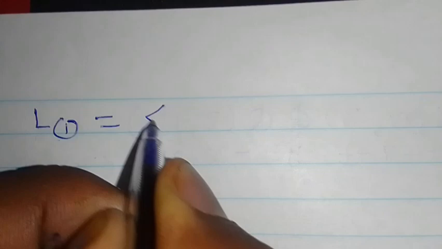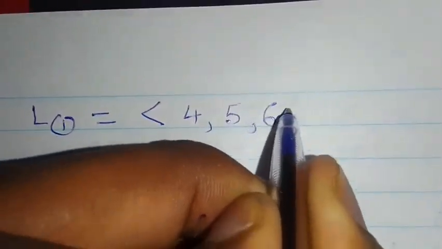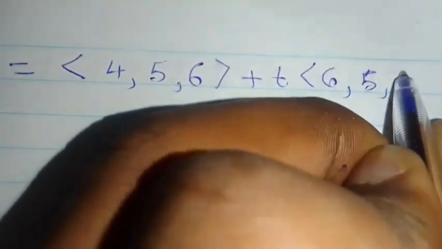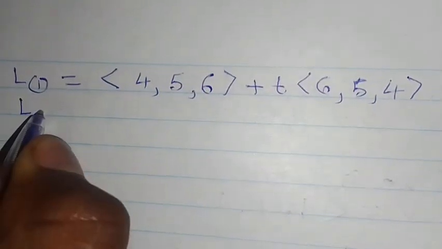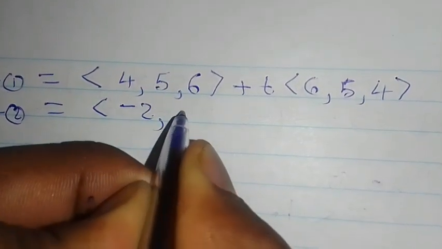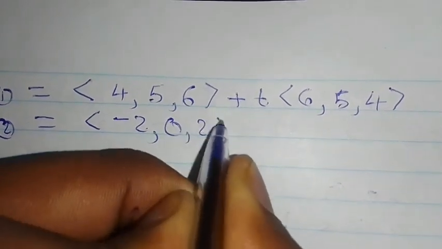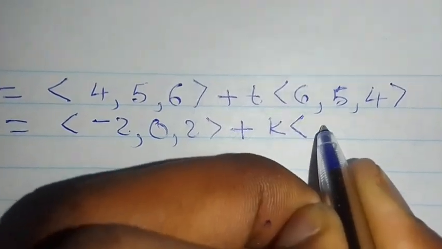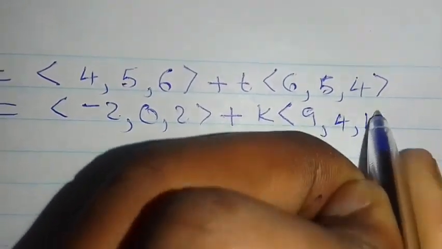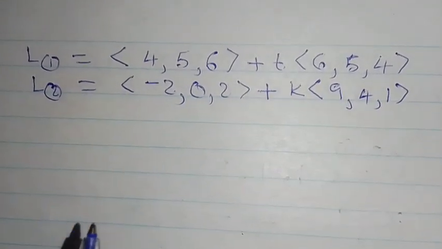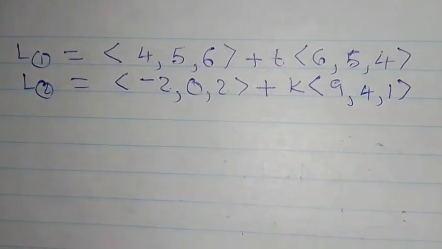So let's say we have line 1, which is given by the equation (4, 5, 6) plus t into (6, 5, 4). Then we have another line which is given by (-2, 0, 2) plus, let's say, k, you can still write t, it doesn't matter, into (9, 4, 1). Now you have these two lines here. Where will these two lines intersect? That's the question. Now pause the video and see if you can solve this one.